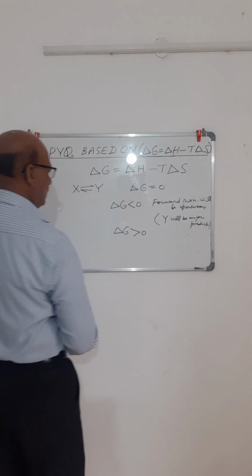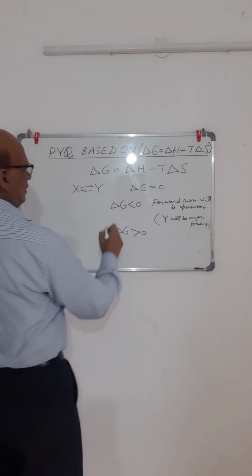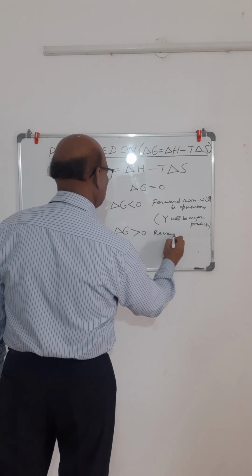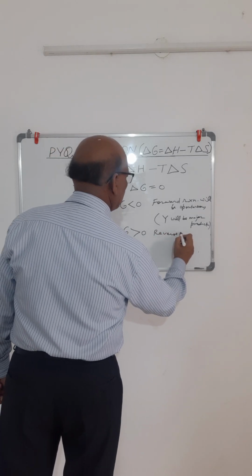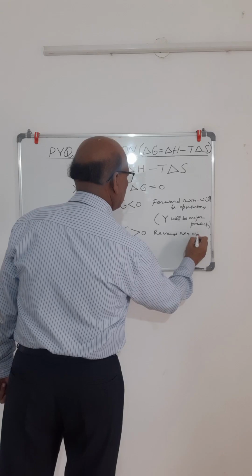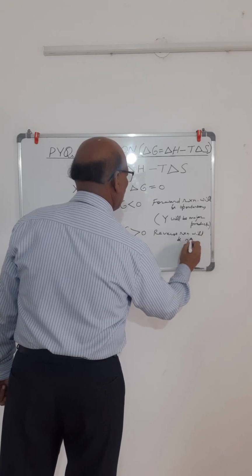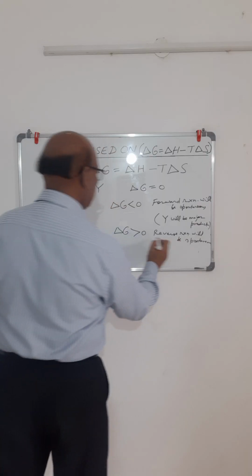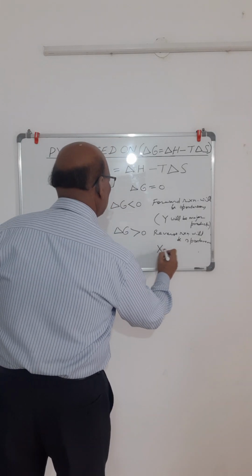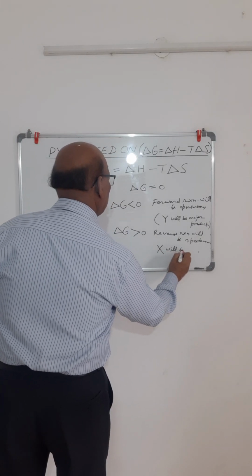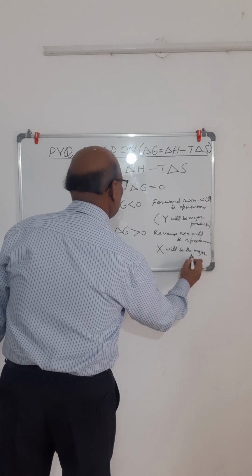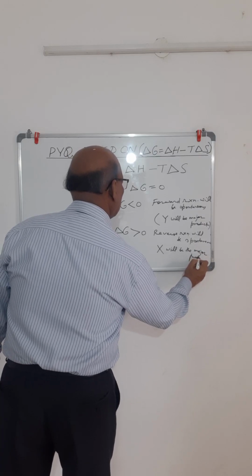And when delta G is greater than 0, in this case, the reverse reaction will be spontaneous, or we can say that in this case X will be the major product.